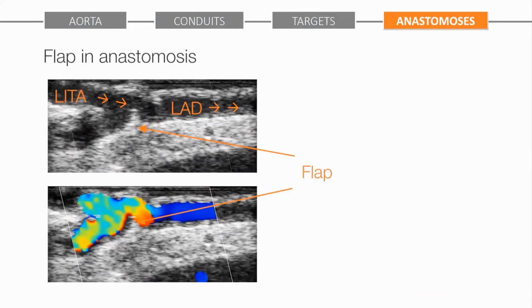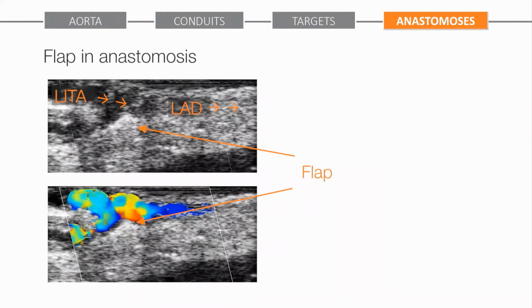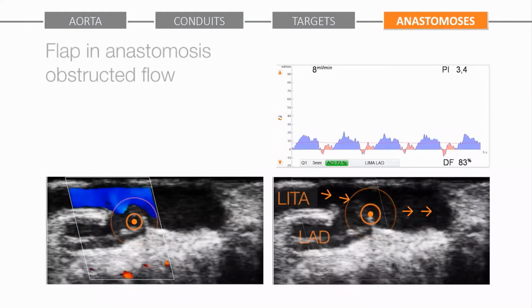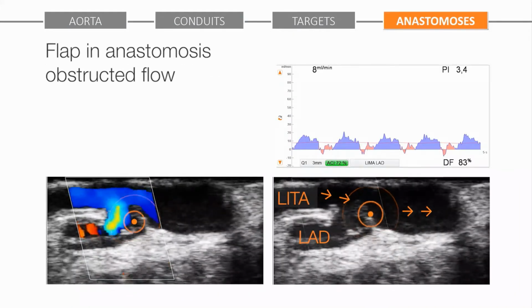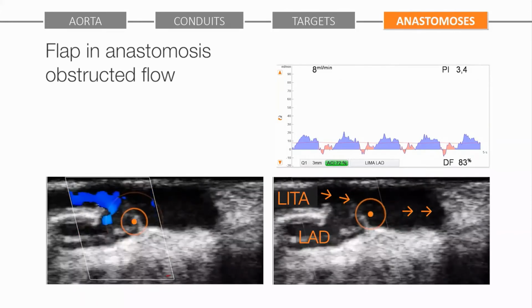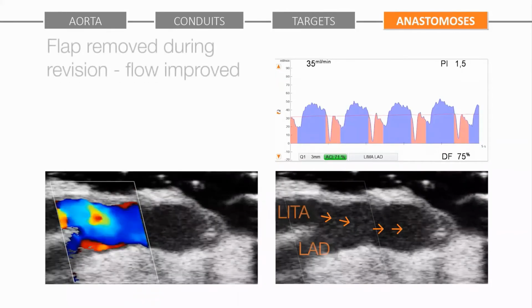This is a case with a LIMA to an LAD graft where an intima flap was obstructing the flow. As shown here, the flow was only 8 milliliters per minute. The obstructing flap was removed and flow increased to 35 milliliters per minute.